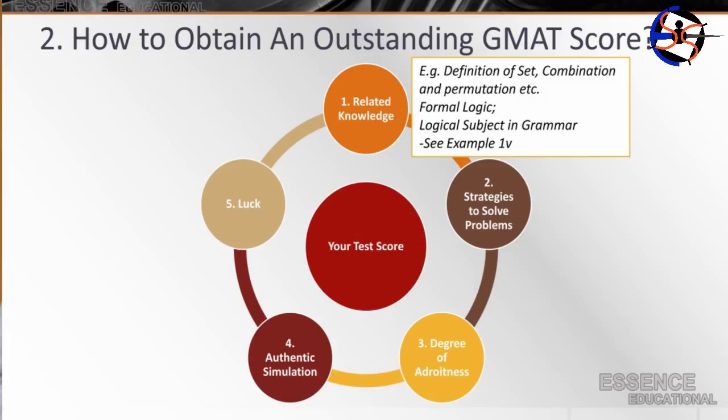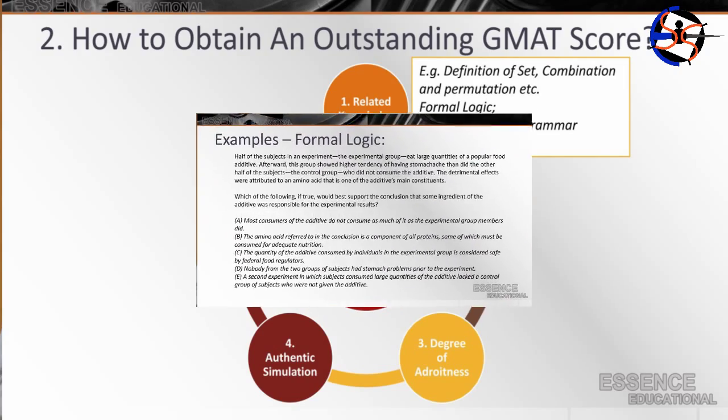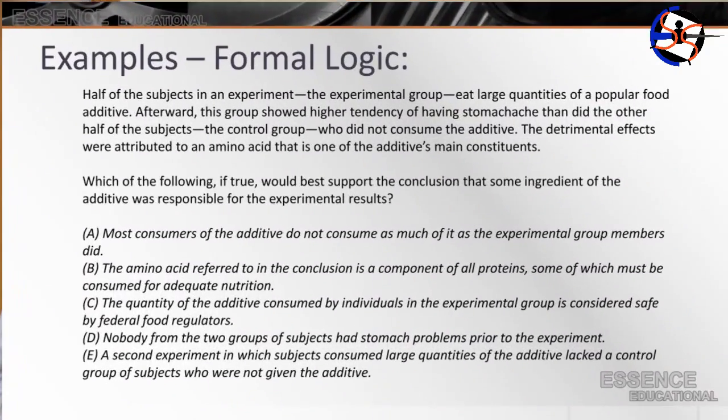First, related knowledge. In the GMAT math part, for example, you need to know the theory about set. You need to know what's combination, what's permutation. You need to know related theorems. In the critical reasoning and reading comprehension part, you also need to know knowledge about formal logic, like method of difference and method of agreement, in order to conquer them. Let me give you a concrete example about related knowledge.